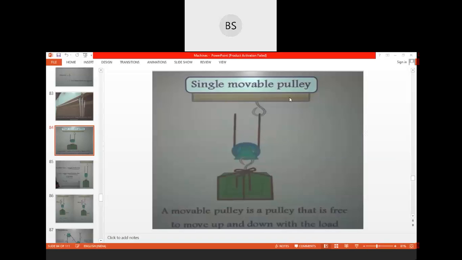In the previous class, in short, I just told you about the movable pulley. You can see here once again, we'll go through what is a single movable pulley. In this picture, a movable pulley is a pulley that is free to move up and down with the load. With the help of the picture, you can very easily understand the concept of the movable pulley. You can see it is moving up and down.